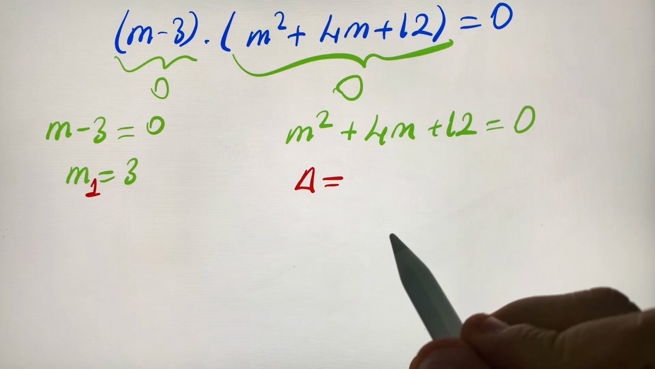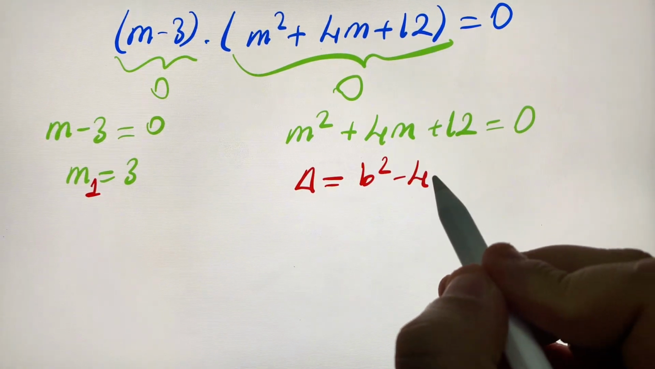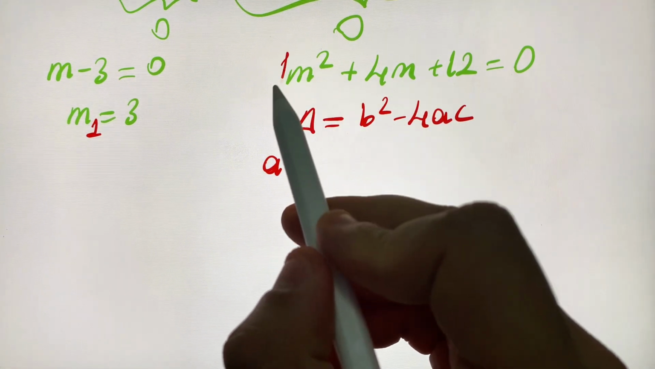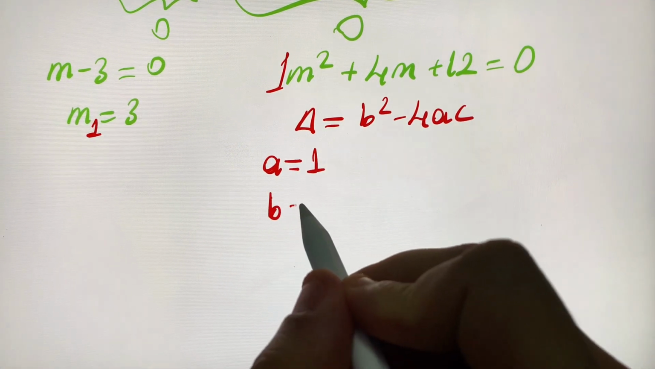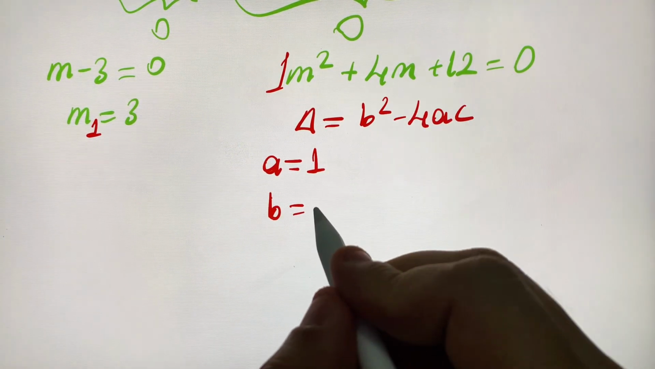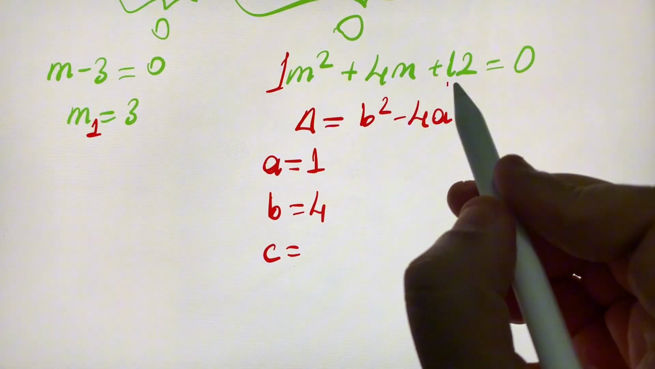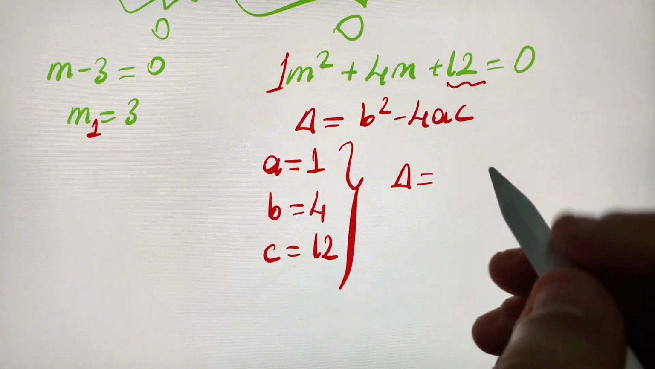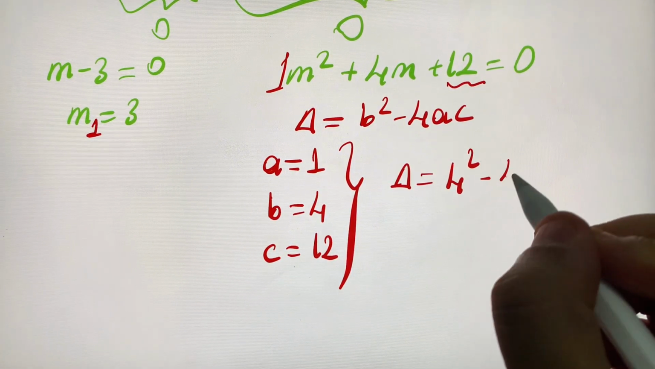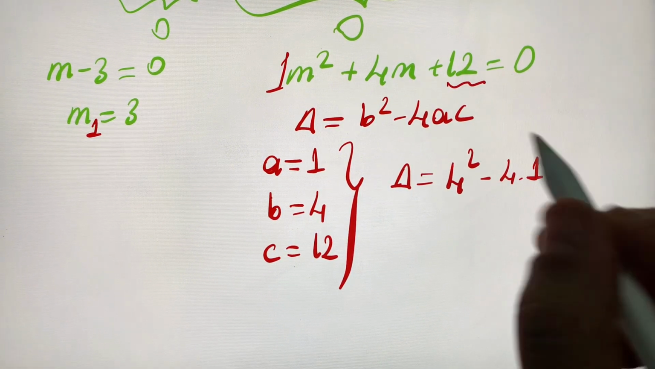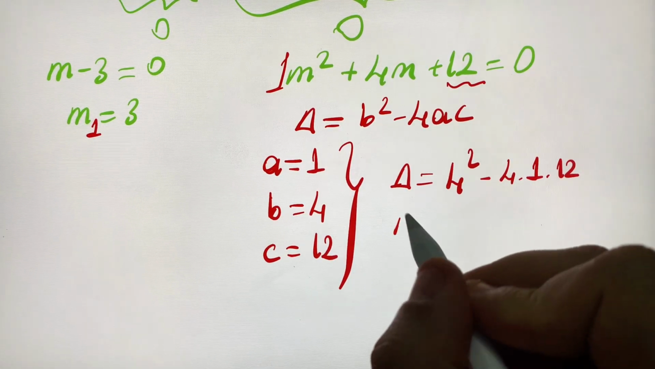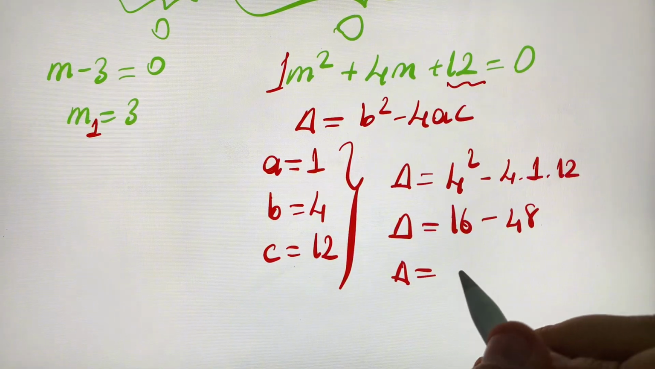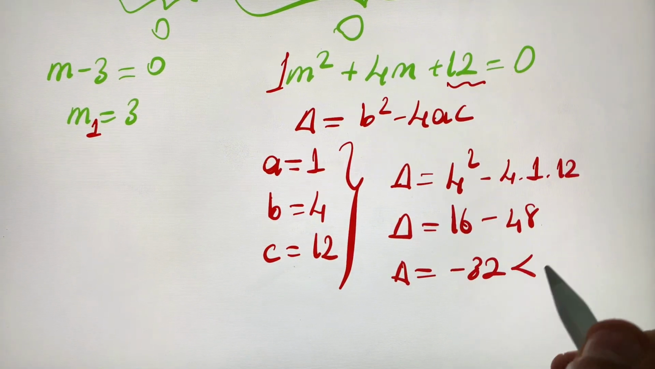What did we call delta? b squared minus 4 times a times c. The number we call a is the coefficient of the square. The number we call b, the coefficient of m, is 4. The number we call c is the constant part, that is 12. If I write them into delta now: 4 squared minus 4 times 1 times 12. Delta equals 16 minus 48, which is minus 32, less than 0.